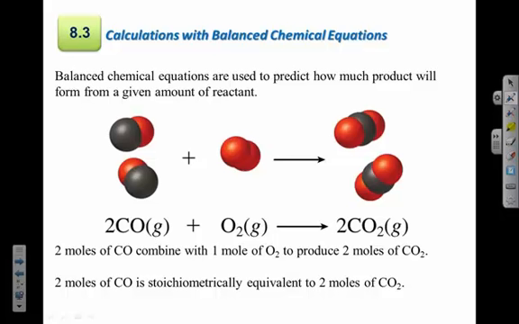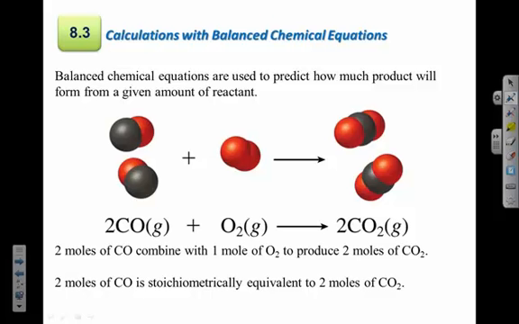All right, so when you have a balanced reaction, we need to balance it for two reasons. One, so that it makes sense, right? I can't create an oxygen atom. I can't destroy a carbon atom. So I have to have it balanced so that it makes sense. It doesn't violate laws of science.